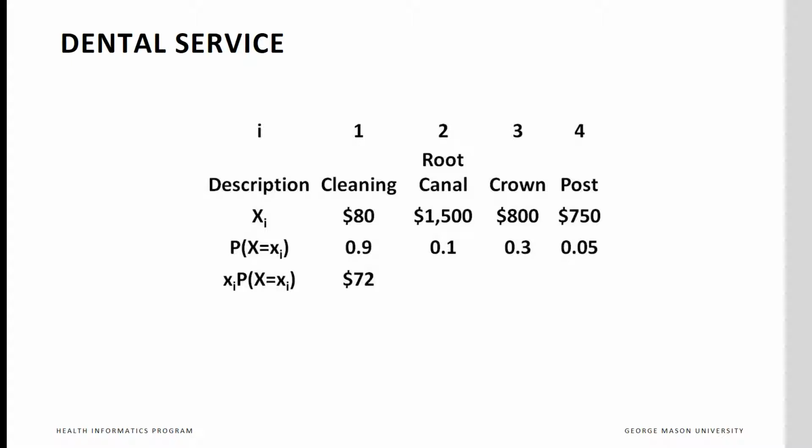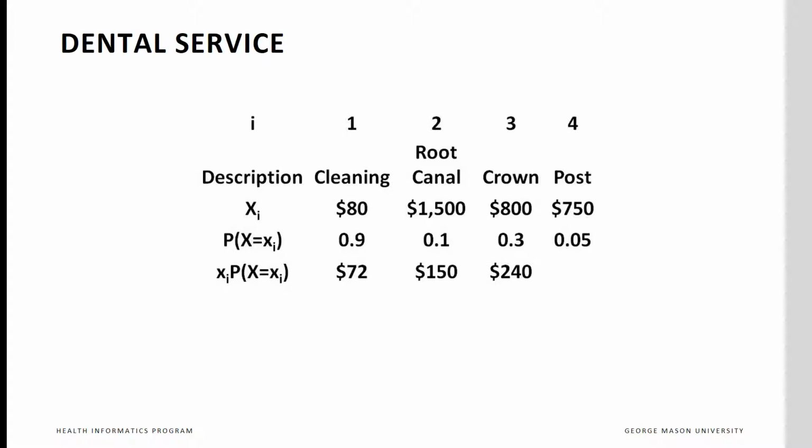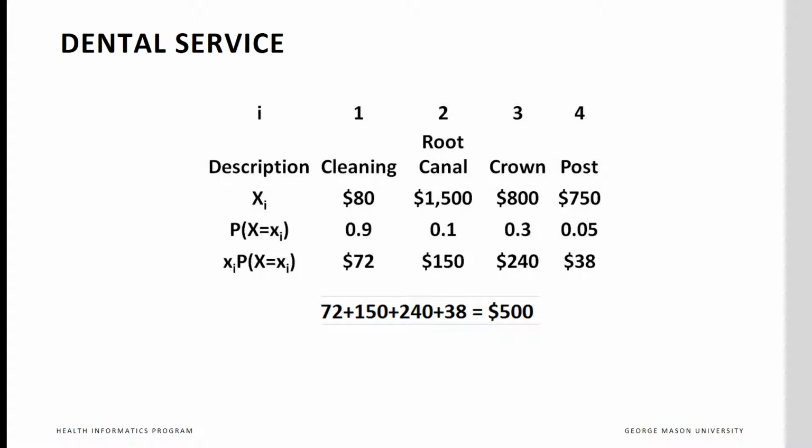Expected contribution of cleaning is $72. Root canal contributes $150 to the cost of an average patient. The contribution of crown is $240. The expected cost is the sum of each of the contributions. The expected cost for an average patient is, therefore, $500.